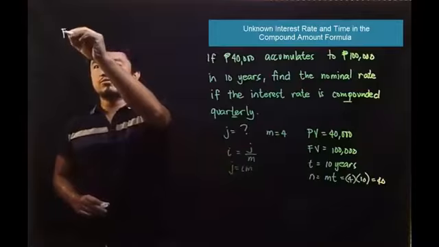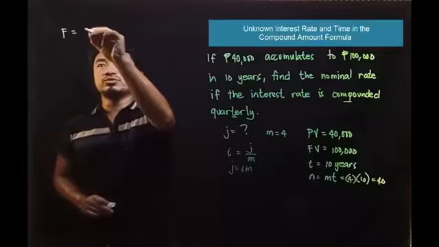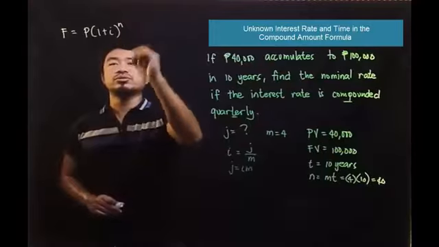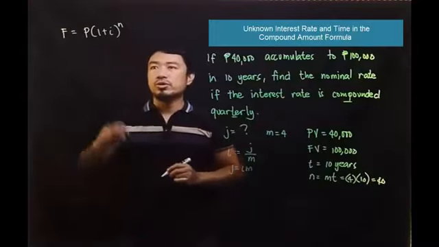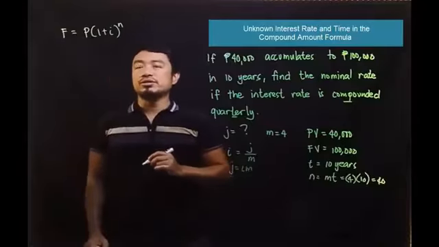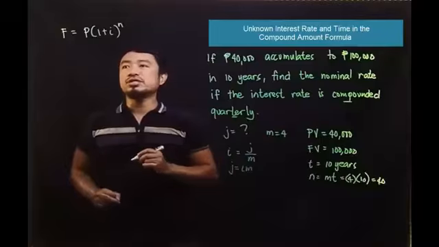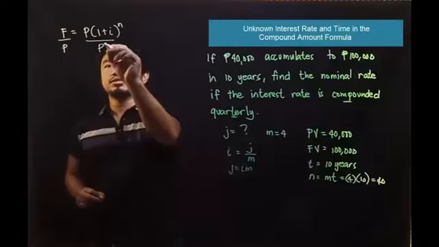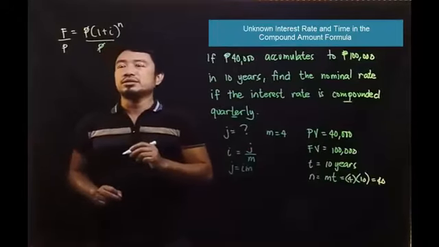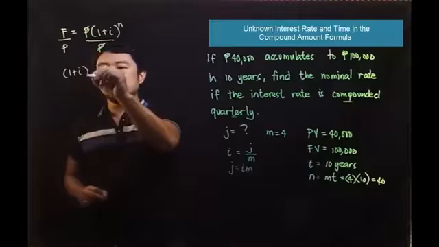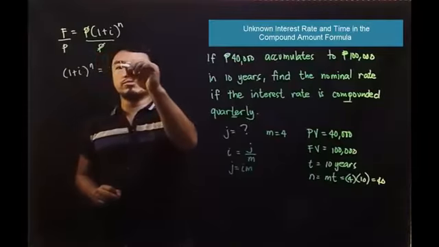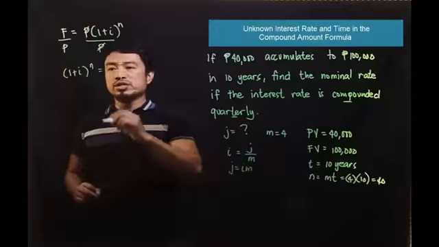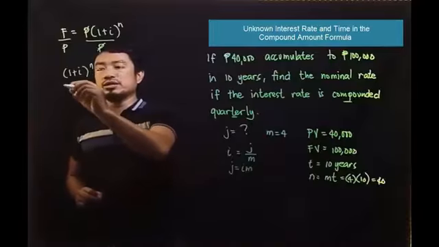We know that the compound amount formula is given by F is equal to P times 1 plus I raised to exponent N. So we're going to solve for I, or determine the formula of I. So first, we divide both sides by P. This will cancel out on the right side. We're going to have 1 plus I raised to N is equal to the ratio of the future value and the present value. Then we're going to extract the nth root to cancel this exponent.